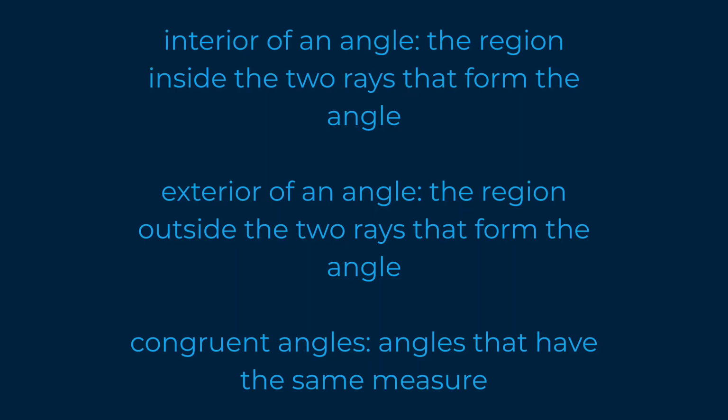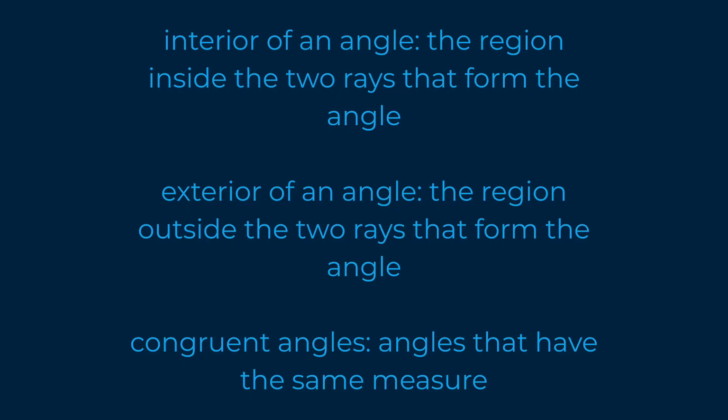The interior of an angle is the region inside the two rays that form the angle. So if you were to say the interior of an acute angle, it would be the angle less than 90 degrees, and everything inside that angle. Now the exterior of an angle is the region outside the two rays that form the angle.